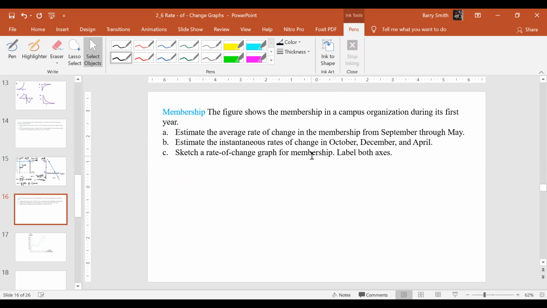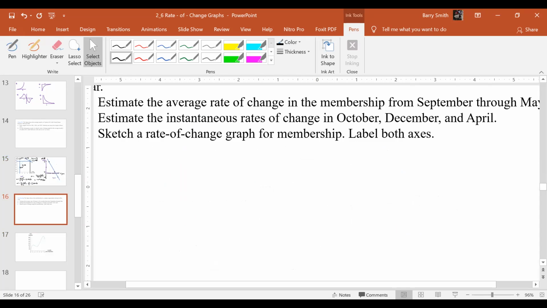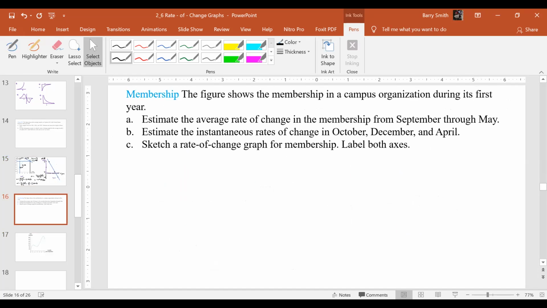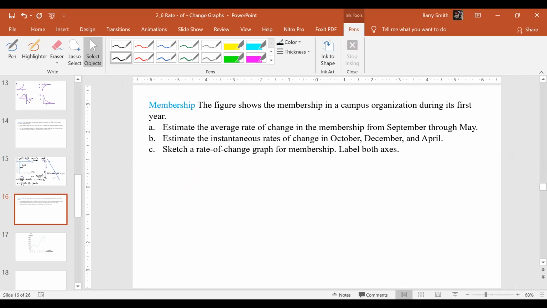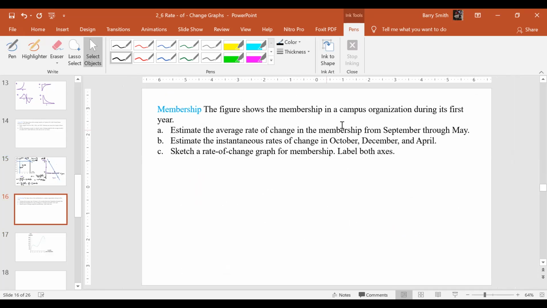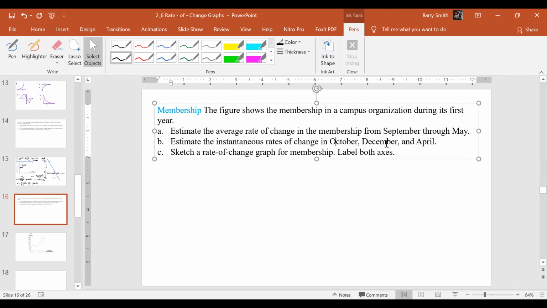All right, so a figure shows membership on a campus organization during its first year. Estimate the average rate of change in a membership from September through May. Estimate the instantaneous rates of change in October, December, and April, and then sketch a rate of change graph for memberships and label the axes.